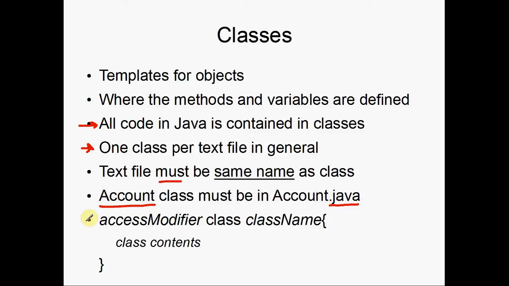And then to define a class, we simply put our access modifier, the word class, which is a keyword, and then the name of our class, and whatever else we want inside of our class. So some methods, variables, and so on.